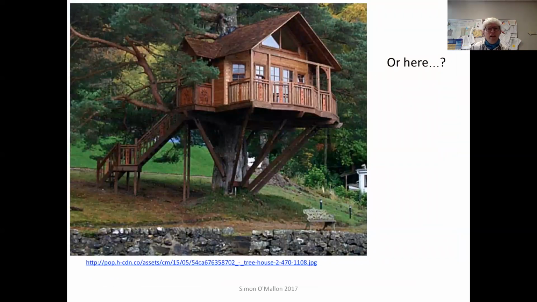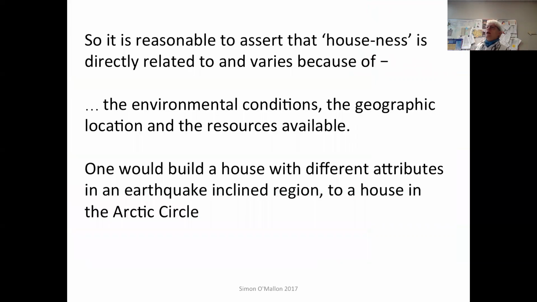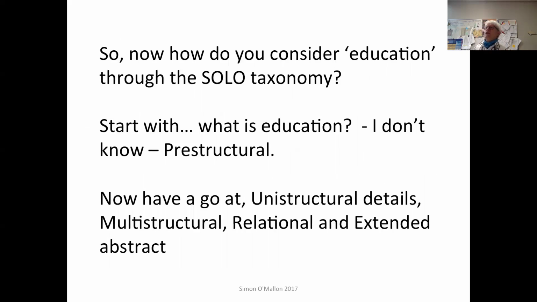Yeah. What about here? If I'm living in a tree house in a forest, what sort of things do I need to think about there? So that's the point. The extended abstract goes, this, no, wait, and this, and this. That's it. All of those little aha moments. And intrinsic motivation, you must do the work. It's active learning. Passive learning will not cut it at all in this century. It's just not going to happen anymore. So it's reasonable to assert that houseness is directly related to and varies because of the environmental conditions, the geographic location, and the resources available. One would build a house with different attributes in an earthquake-inclined region to a house in the Arctic Circle. Yeah, absolutely.